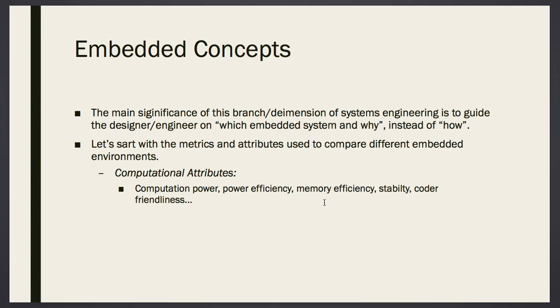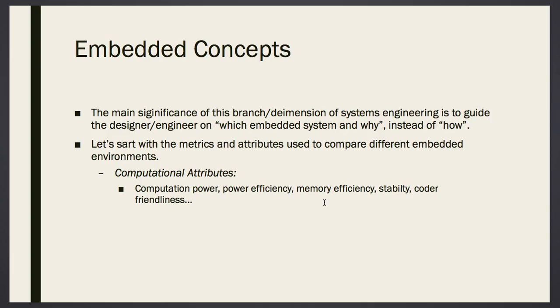In the end, there comes the question, which embedded system and why, instead of how these algorithms work. So the main significance of this dimension of systems engineering for deep learning is to guide you, the designer, the researcher, the engineer, on which embedded system and why. And in this dimension, we have many metrics and what we can call sub-dimensions. There are many dimensions inside this dimension.